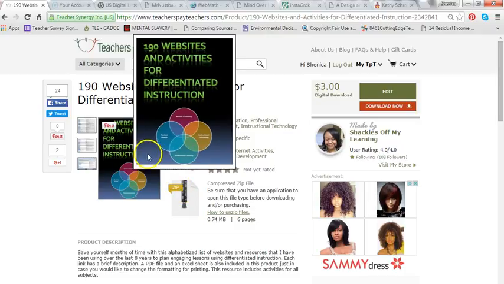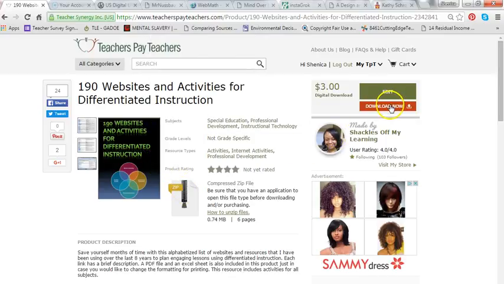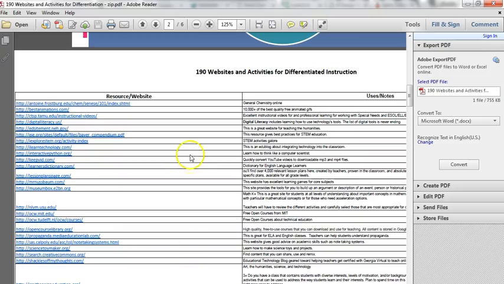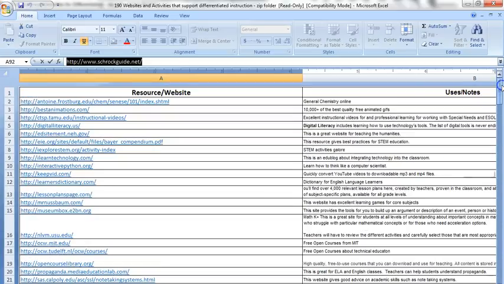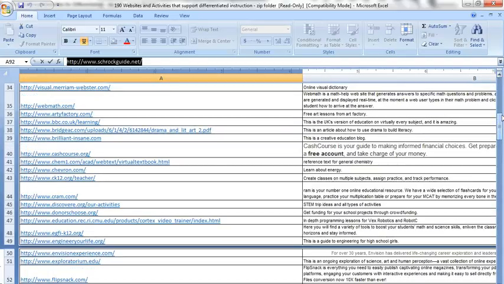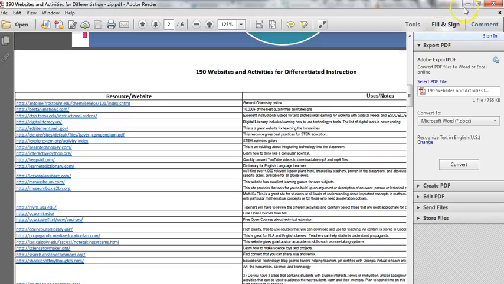If you purchase this product, you're purchasing two different forms of this product: a PDF file as well as an Excel. You just hit purchase, hit download, and then the PDF looks like this. This is zoomed in a little bit. It has the resource and uses and notes about how to use them, and also this Excel sheet is similar. All I did was take a few samples. I copied and pasted some of the websites from the Excel file into my browser, and you should just be able to click on them, but if not, you just copy and paste them.